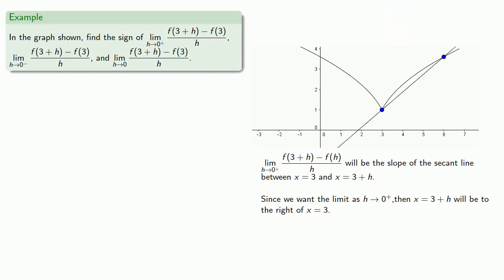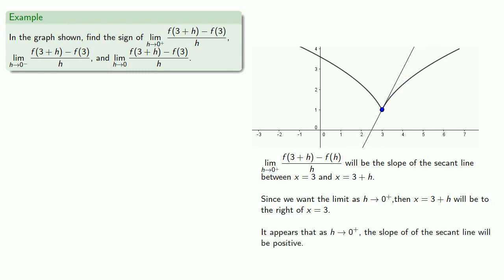And now we're going to let h go to 0. And that means this point on the right is going to come closer to the point at x equal to 3. And if we do that, it appears that as h goes to 0 from above, the slope of the secant line will be positive.